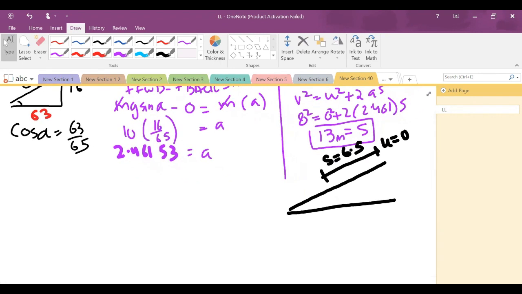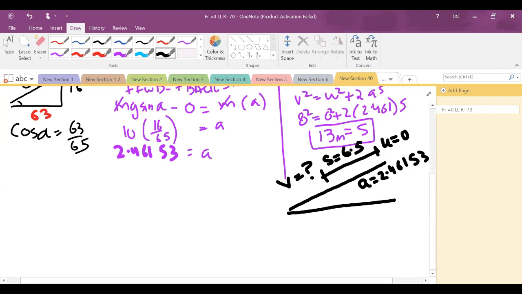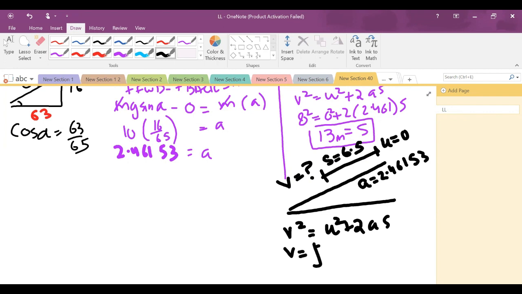एक्सेलरेशन इज स्टिल what we had find out earlier, 2.46153. तो अब v find करना रह गया, v at half of the distance s. So v square equals u square plus 2as ही करेंगे. v square equals u square plus 2as. So v equals square root 0 square plus 2 times 2.46153 times s is 6.5.